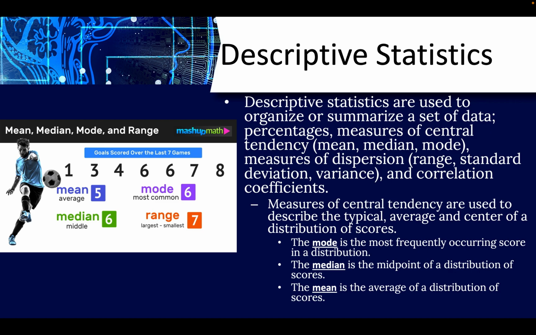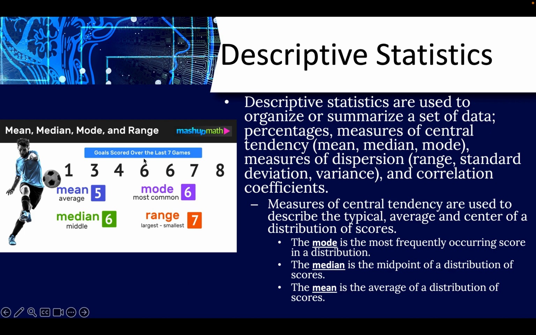Percentages, measures of central tendency (the mean, median, and mode), measures of dispersion (range, standard deviation, and variance), and correlation coefficients. Measures of central tendency are used to describe the typical average and center of a distribution of scores. The mode is the most frequently occurring score in a distribution. The most frequently occurring score in this case is 6. That's the mode.